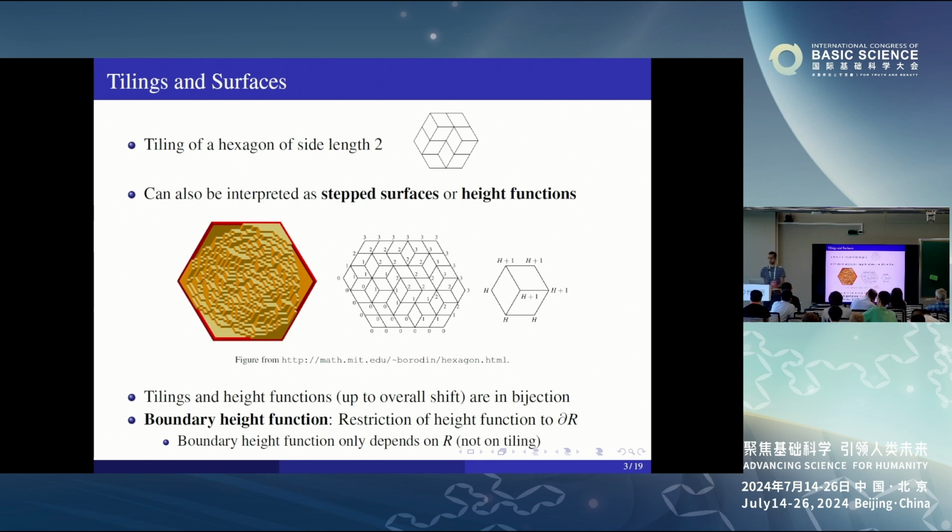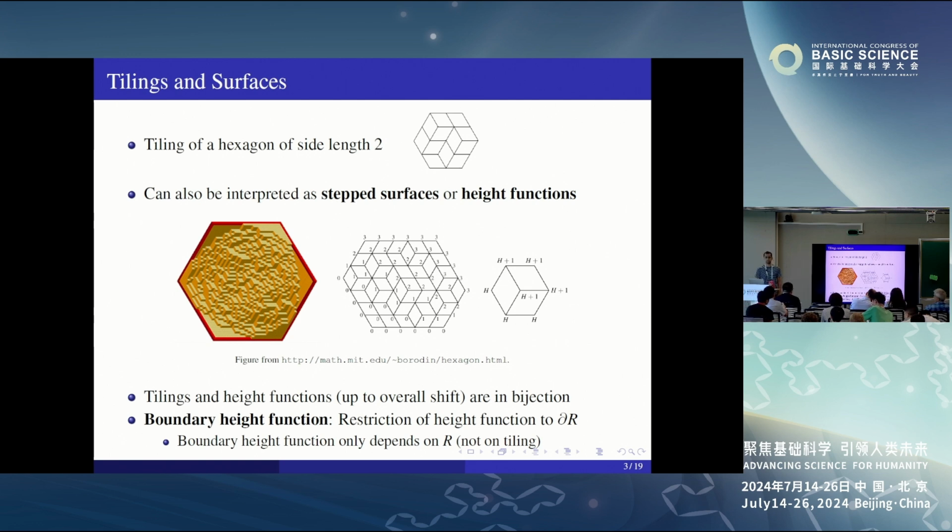Okay, and it's a quick exercise. It's not so hard to show that if I have any domain, there might be many, many tilings of it, which all give rise to different height functions. But all of these height functions share the same boundary height function. So every domain basically gives rise to a boundary height function, which basically uniquely determines it. So boundary height functions and domains can basically be thought of as in correspondence with each other again.